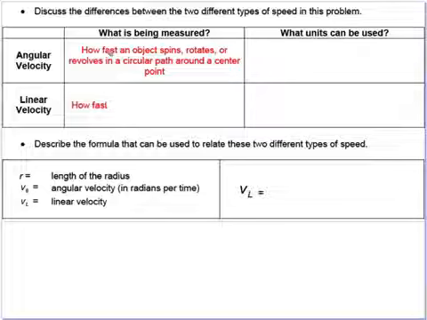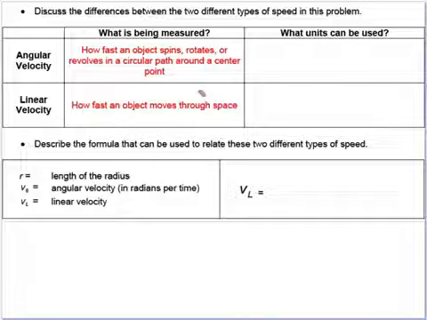In a circle you have 360 degrees, and we've been doing degrees and radians. With angular velocity, you're just saying how fast something is spinning. Think about a top, how fast is a top spinning. Linear velocity is how fast an object moves through space.